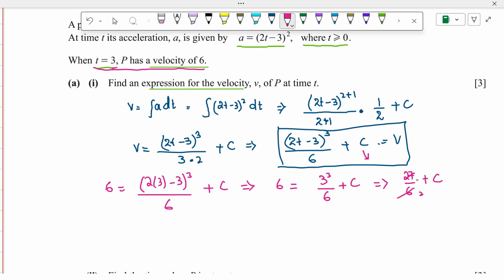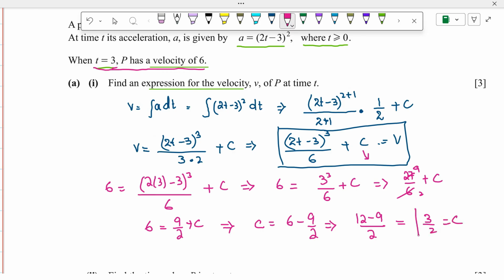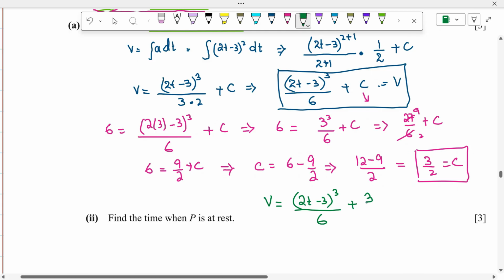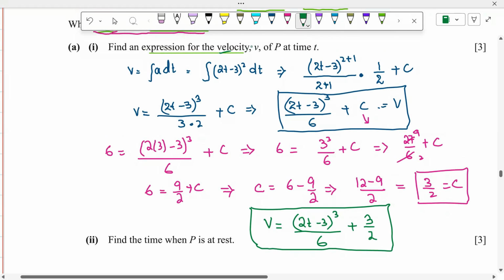So this is equal to 9 over 2. So we have 6 = 9/2 + c. Further solving, we will have c = 6 - 9/2, which is equal to 12 - 9 over 2, which is equal to 3/2. So we have calculated the unknown value of the constant c. So the new expression for the velocity is (2t - 3)³ over 6 plus c, and we just calculated c, which is 3/2. Okay. This was the required expression for the velocity.